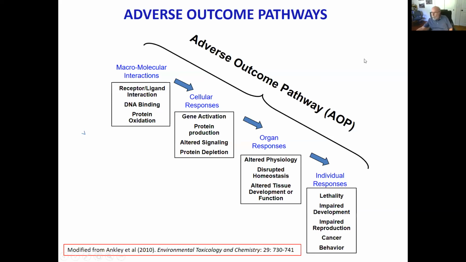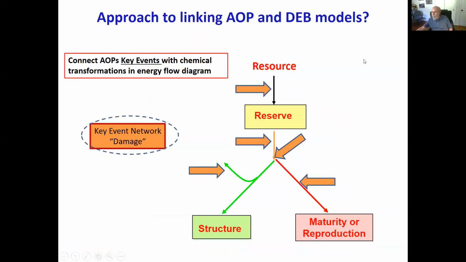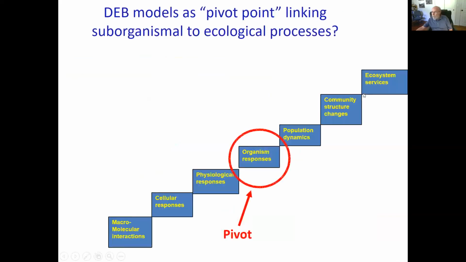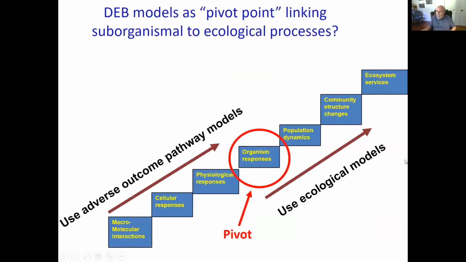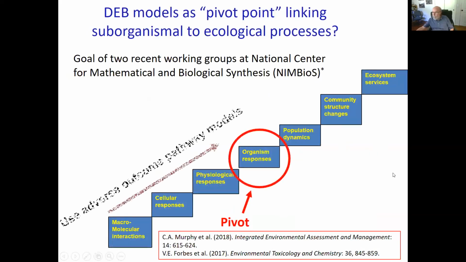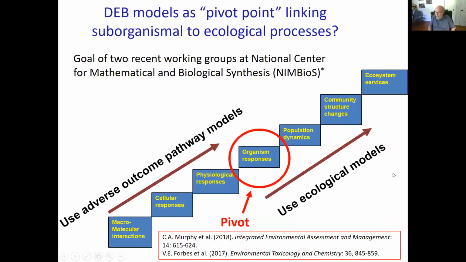And what our Nimbus working group proposed was that we connected these adverse outcome pathway key events, as they call them, with the chemical transformations in the model. And the schematic at the right there is just the schematic that I showed you early on in the lecture. And we can then synthesize everything in, oops, something has gone kind of crazy with my slide here. I'll see if I can fix it. That's better.